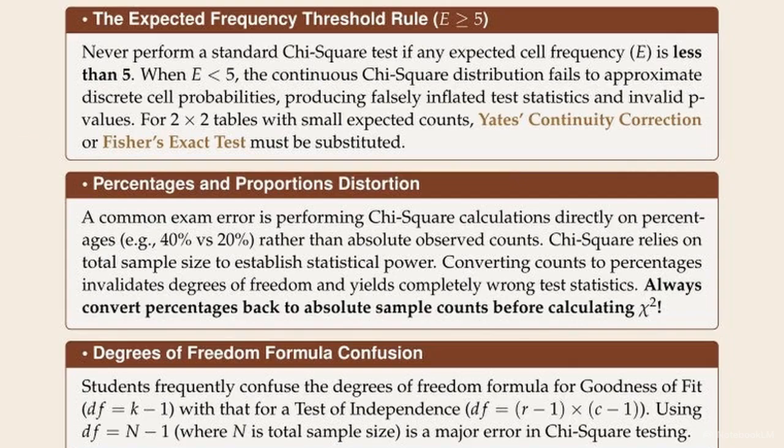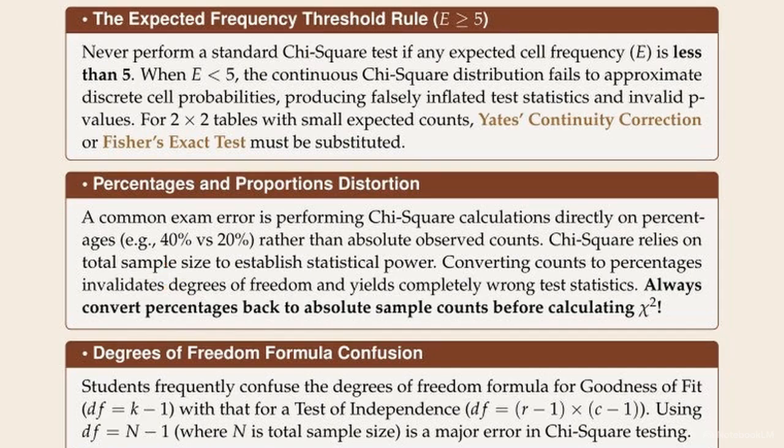Chi-square calculations must strictly utilize absolute, raw frequency counts. You can never plug percentages or proportions into the formula. If you use percentages, you strip away the total sample size. Chi-square relies entirely on sample size to establish statistical power. Converting counts to percentages directly distorts the degrees of freedom and yields an inaccurate test statistic.